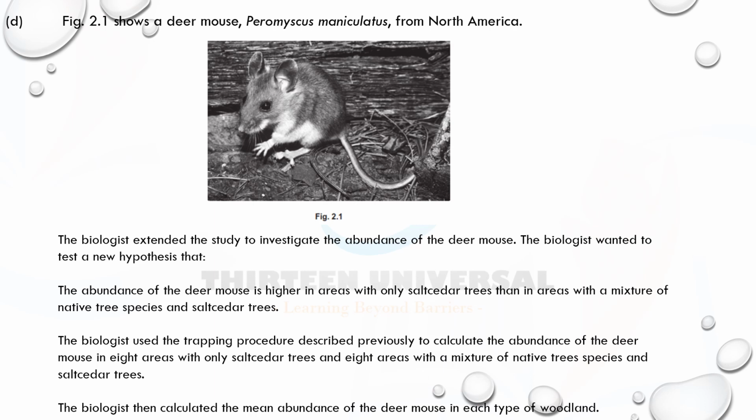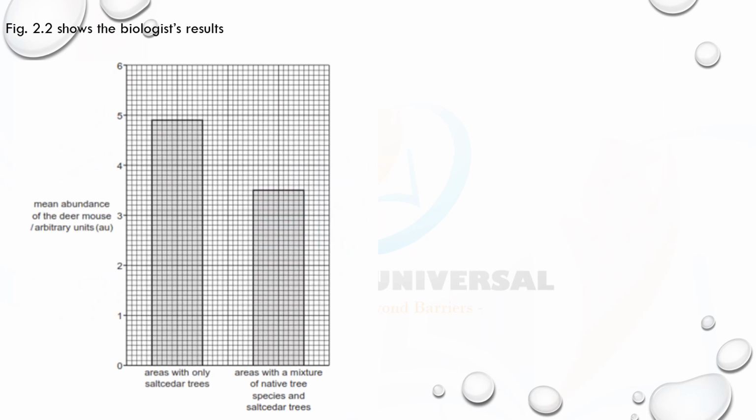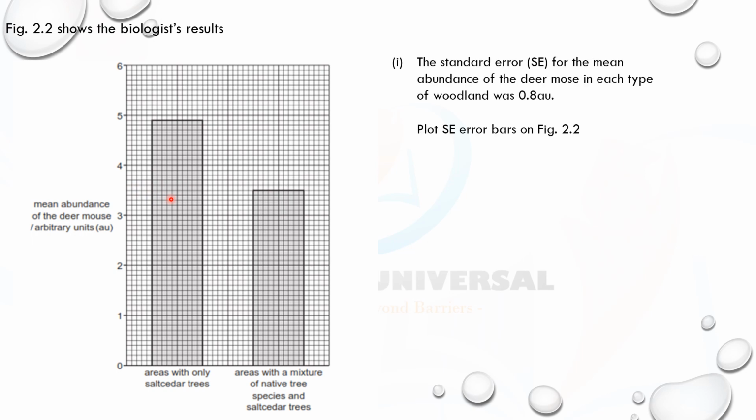So 8, guys. Fig 2.2 shows the biologists' results. That's what we have. So this is the mean for areas with only cedar, and this is the mean here. Then the question says the standard error, SE, for the mean abundance of deer mouse in each type of woodland was 0.8 arbitrary unit. Plot standard error bars on Fig 2.2. Okay, plot it, guys.